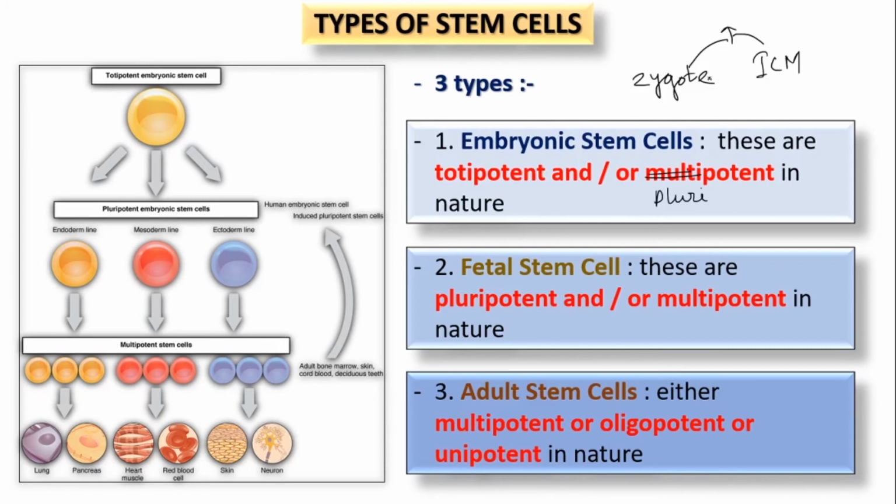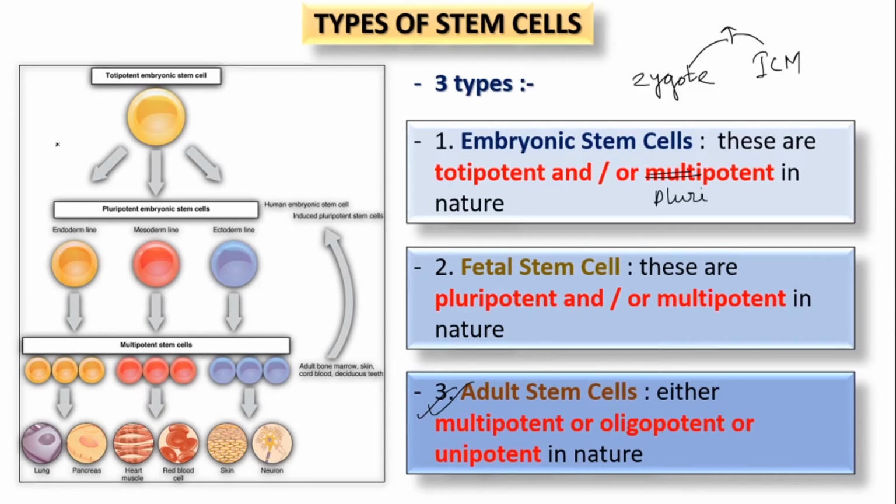Next is adult stem cells. These cannot be either totipotent or pluripotent. They can be only multipotent, oligopotent or unipotent. For example, the HSC, the hematopoietic stem cell, shows multipotency. Oligopotency can be shown by either myeloid or lymphoid cells, and unipotency is shown by the gametic mother cells, which are spermatogonia and oogonia.